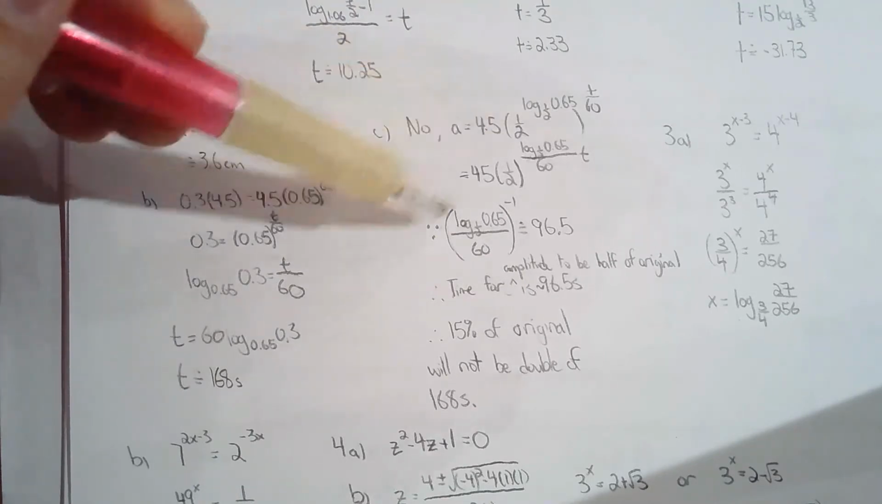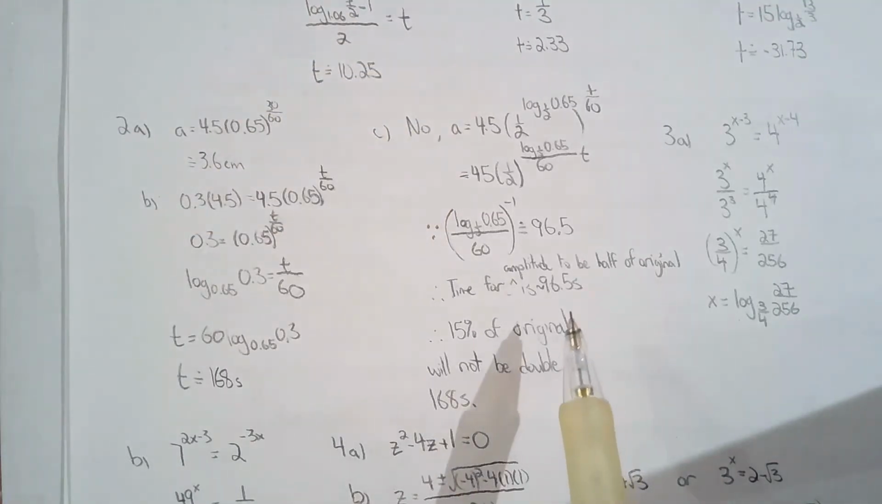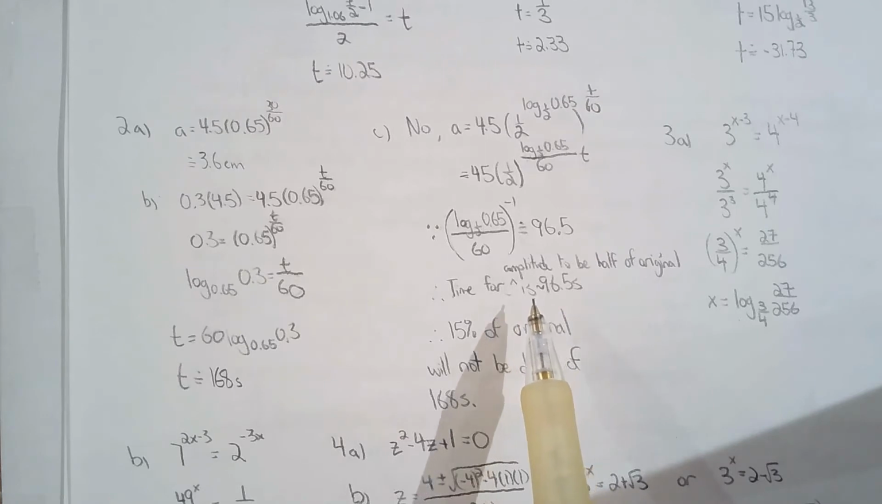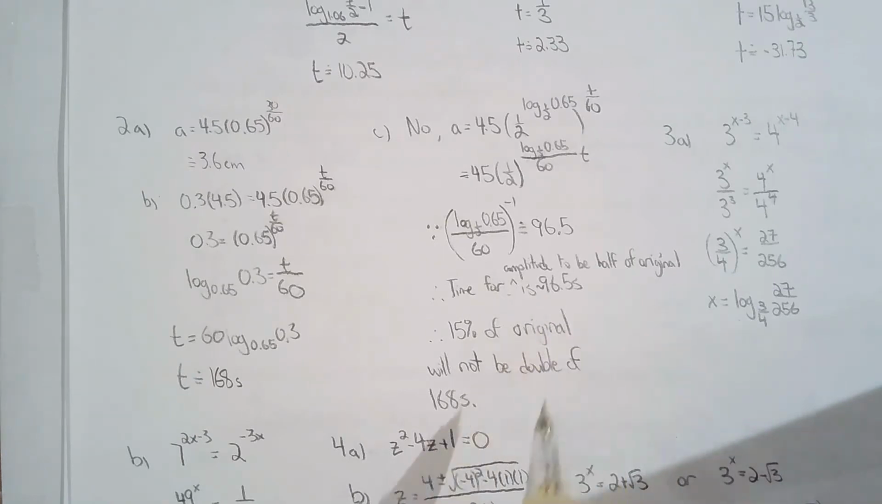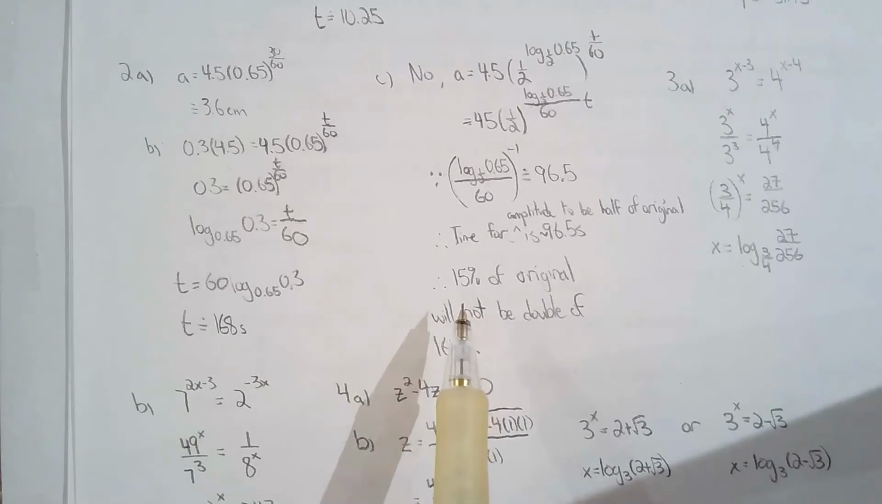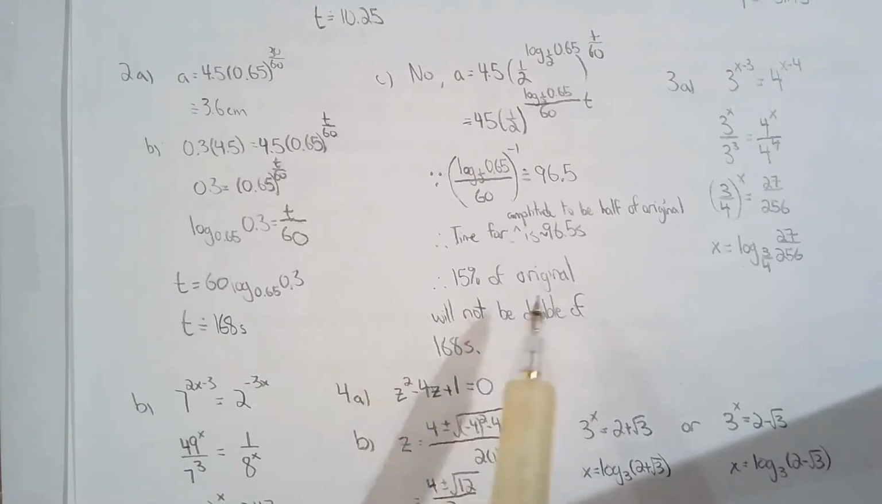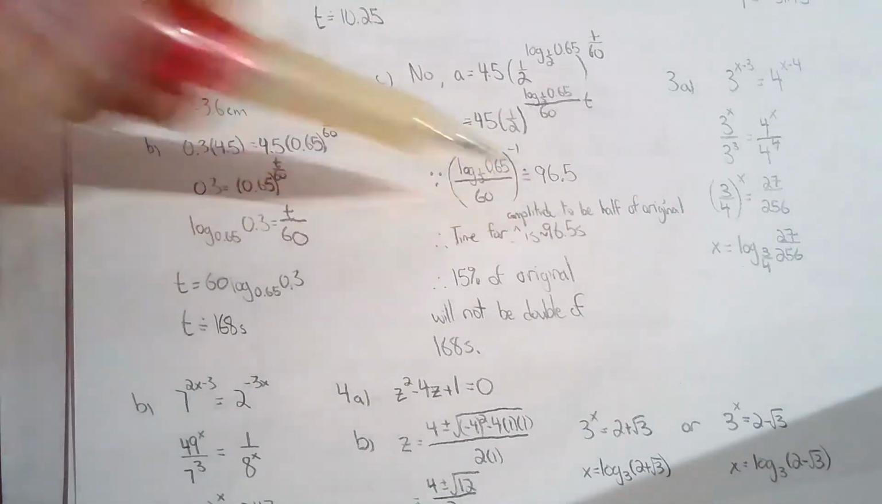So after I change the base to 1/2, I'm able to tell you that the time it takes for the amplitude to be half of the original amount will be 96.5 seconds. And then you can answer the question and determine that 15% of the original will not be double of 168 seconds, because the time I solved for earlier is 96.5.